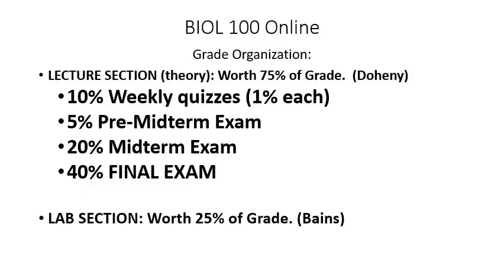The only difference between the pre-midterm and the midterm is that with the midterm, we're all writing it at the same time, and it is twice as long as the pre-midterm, and it's worth a lot more of your grade. It's worth 20% of your grade instead of 5%. And then the final exam is worth 40%. We're all going to write that on the same day. It's on a date that will be announced in the future by the college. Okay. And the lab section of the course is worth 25% and includes a lab exam at the end of the year, and Dr. Baines will organize that part of the course.